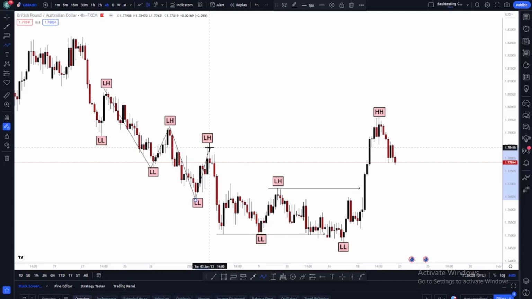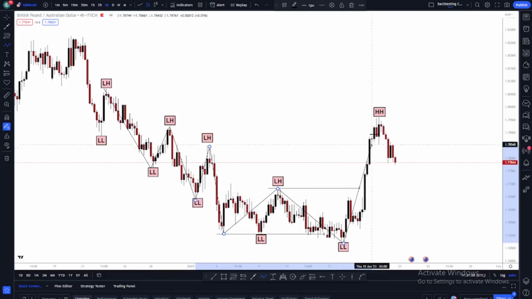Do you understand? Good. So after this lower high was created, what did price do? Price came back down and created the new lower low. After this lower low was created, what did price do next? Price created a new lower high. After this lower high was created, what did price do next? Price created a lower low.